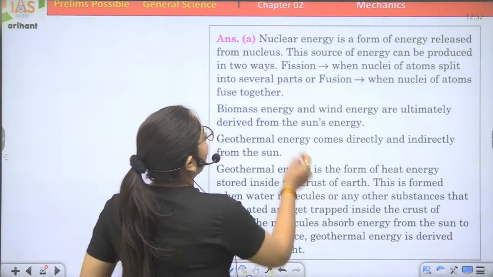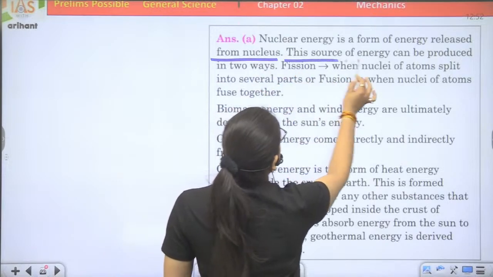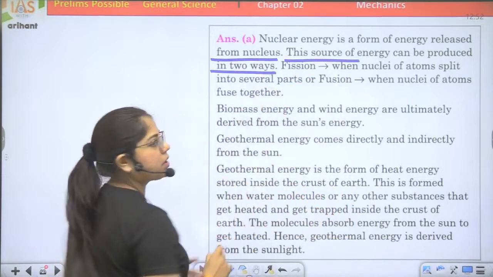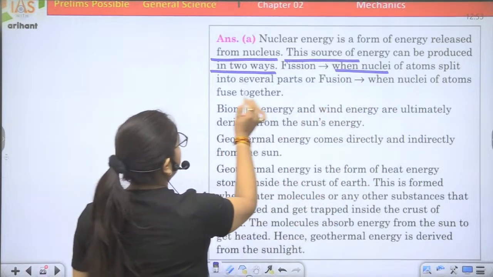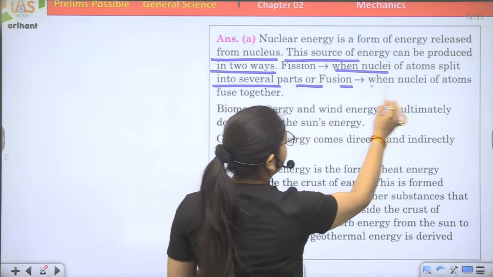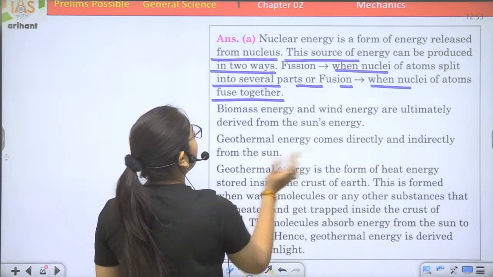Nuclear energy is a form of energy released from the nucleus. This source of energy can be produced in two ways: fission, when the nucleus of an atom is split into several parts, or fusion, when the nuclei of atoms fuse together.